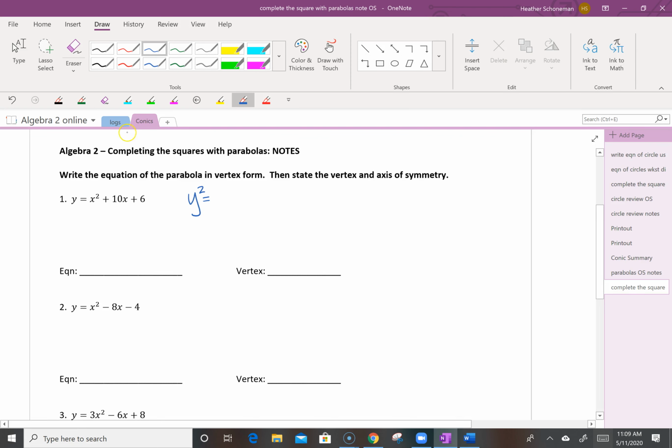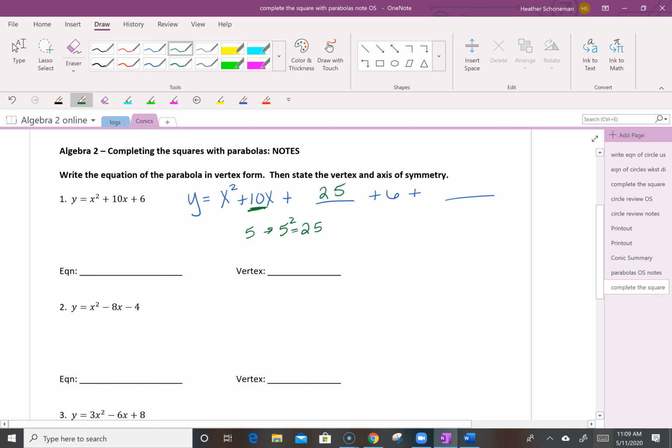So we're going to rewrite it, just y equals, and then we're going to have x squared plus 10x plus blank, and then we're going to scoot over this 6 and put another blank. Okay, so how are we going to figure out what goes in the blank? So I'm going to look at this middle number here. Half of 10 is 5, and then 5 squared is 25. So that's what number is going to go here.